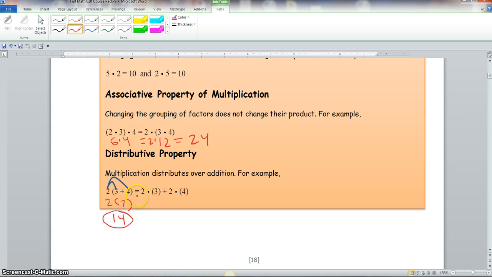Now we use the distributive property. This should still give us 14. So we look here, 2 times 3 is 6, plus 2 times 4 is 8. 6 plus 8 is also 14. So this proves that the distributive property works.